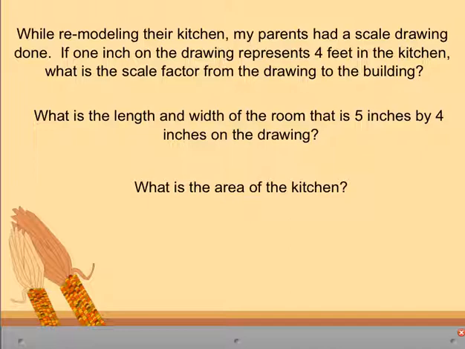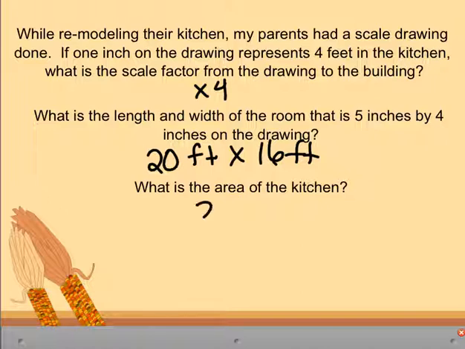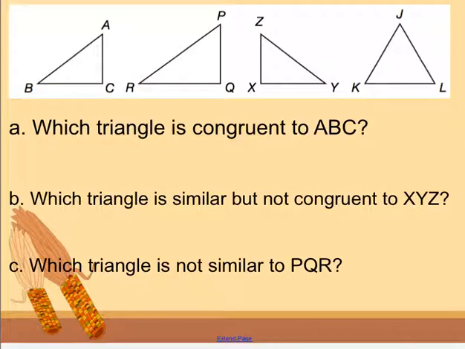So we can use this for a ton of different examples. If we have a scale drawing, 1 inch represents 4 feet. What's the scale factor in the building? We would multiply by 4, knowing that we would have to convert units as well. What's the length and width of a room that's 5 inches by 4 inches? We multiply each of those by 4, and we get 20 feet by 16 feet. What's the area of the kitchen? We would do 20 times 16, which gives us 320 feet squared. Lots of different examples here.